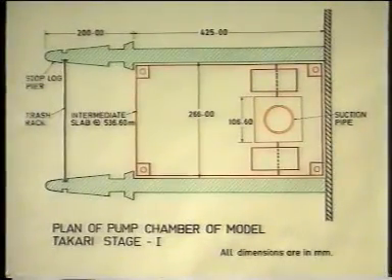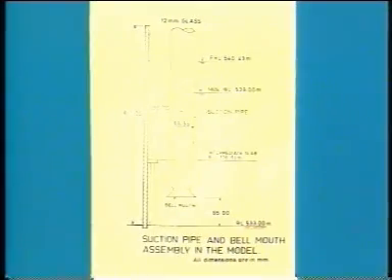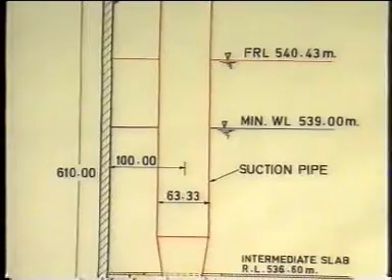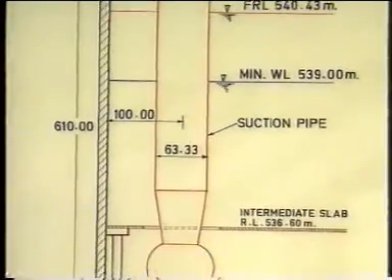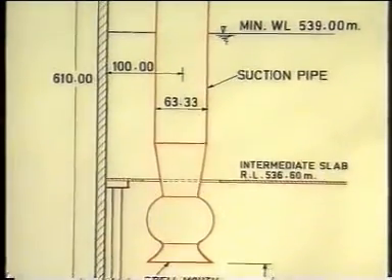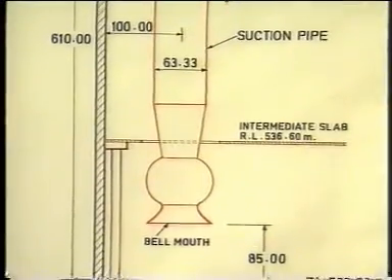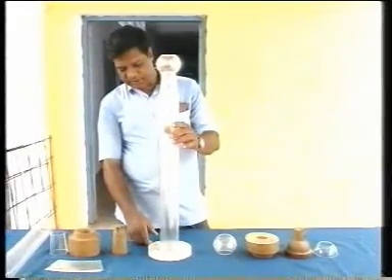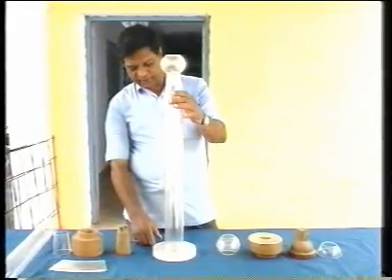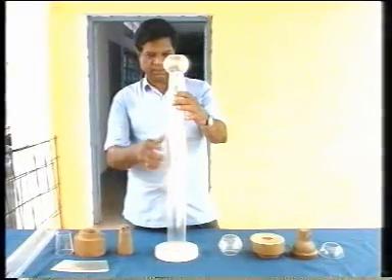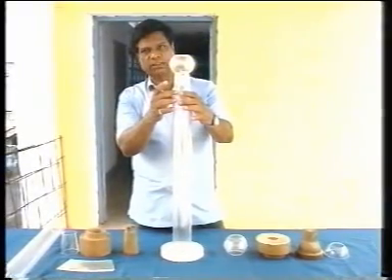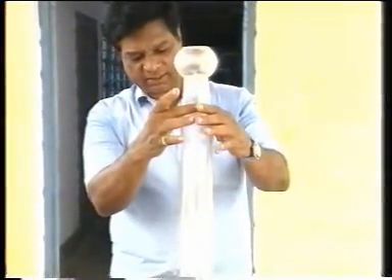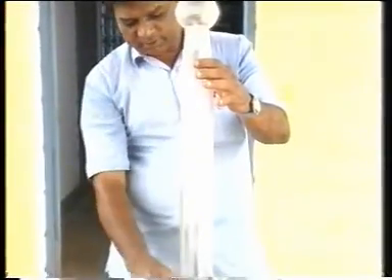This shows the suction pipe and bell mouth assembly in the model. This consists of straight pipe, tapering portion, bowl and bell mouth. This is the suction pipe. To make this suction pipe, we made 4 parts. There is a bowl, taper part, then the tube and the flange.